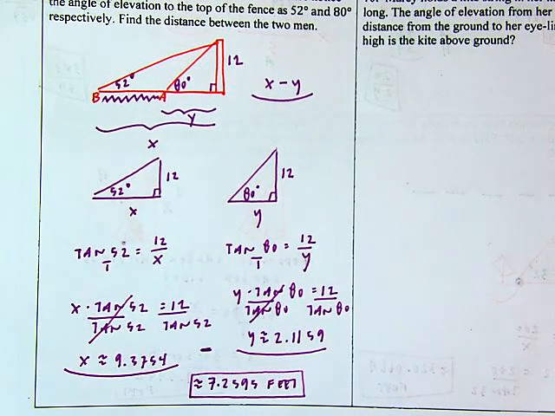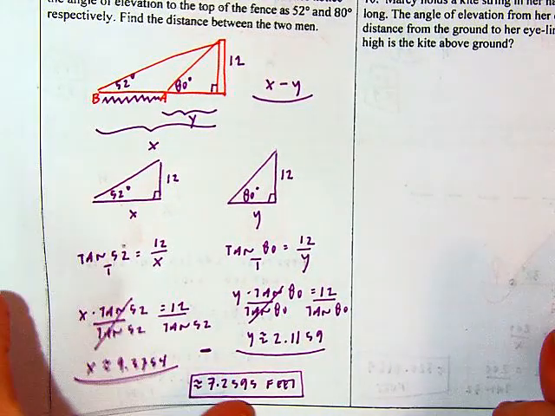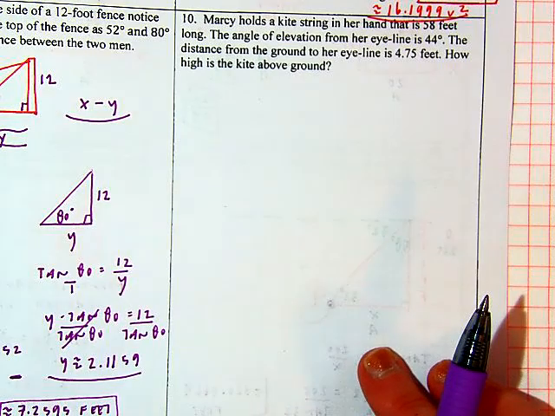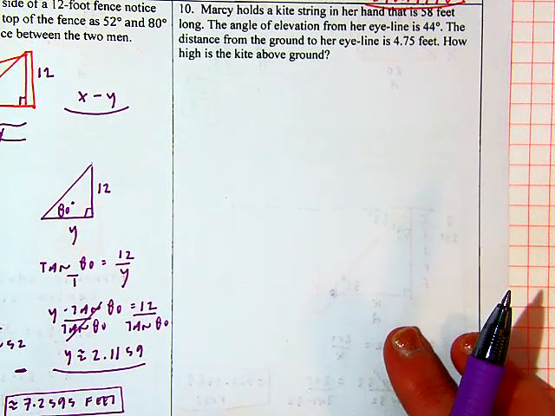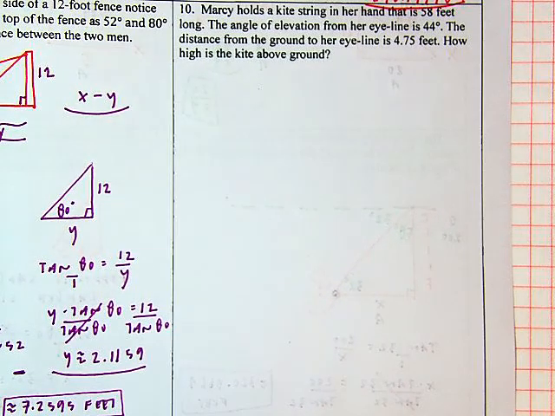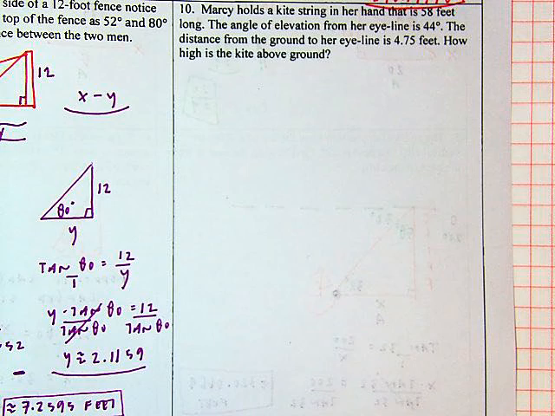Okay, one more problem. All right, we got Marcy. She's holding a kite string in her hand that's 58 feet long. The angle of elevation from her eye line is 44 degrees. The distance from the ground to her eye line is 4.75 feet. How high is the kite above the ground?